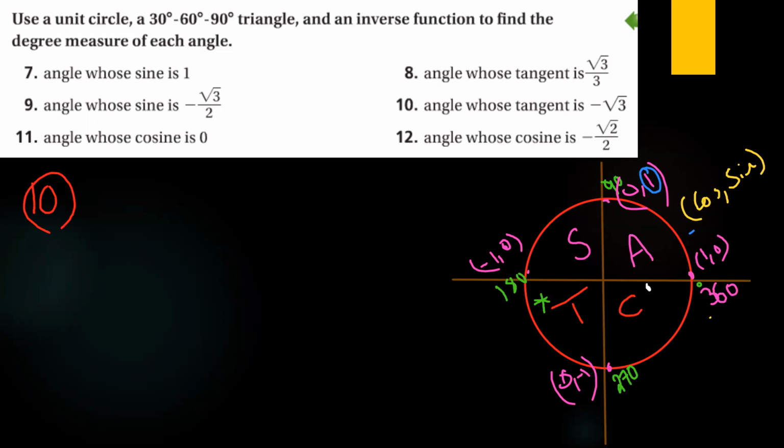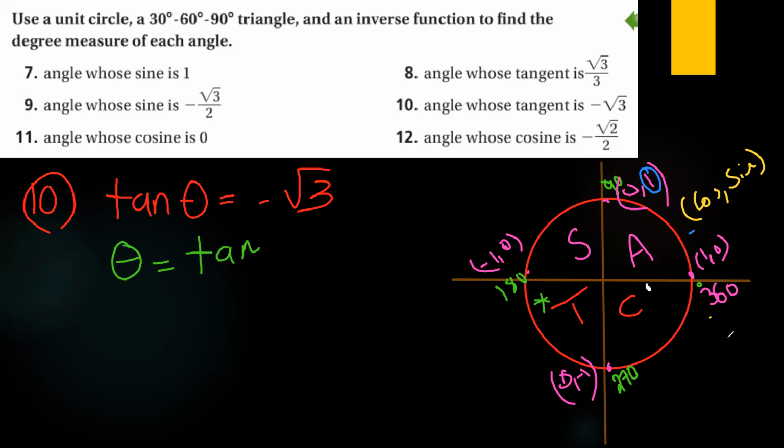Angle whose tangent is negative square root of 3. So tan of theta is negative square root of 3. I need to find theta now, so I will use tan inverse of negative square root of 3. Now, the tangent here is square root of 3, so I'm talking about angle 60, is it right? Yes, it's 60.